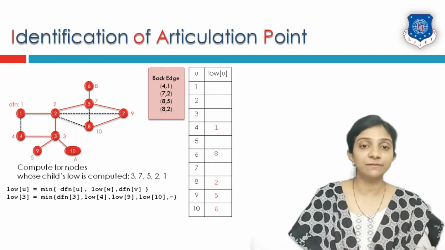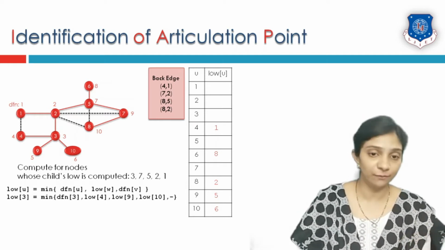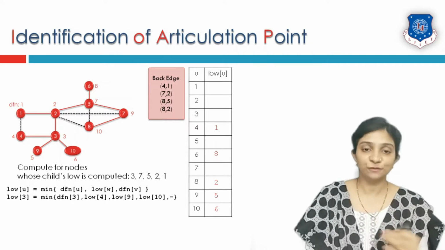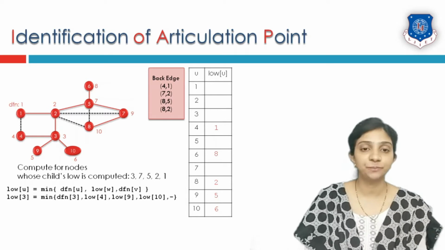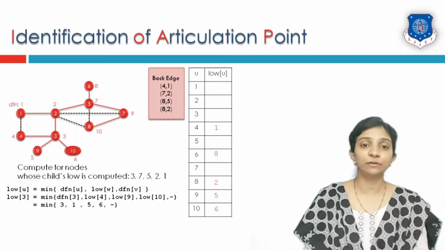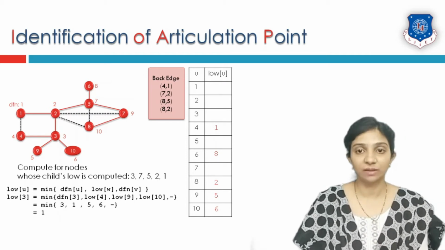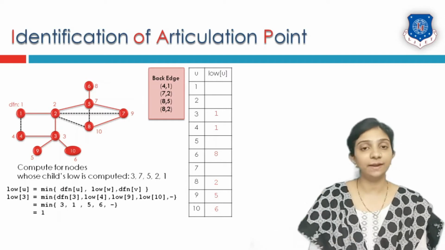All of these 3 vertices' low has to be written over here, and there are no back edges at this location, so the third component will be dashed. We will substitute these values from the table and the graph itself. So out of these values, the minimum will be 1. Its entry will be made inside the table.